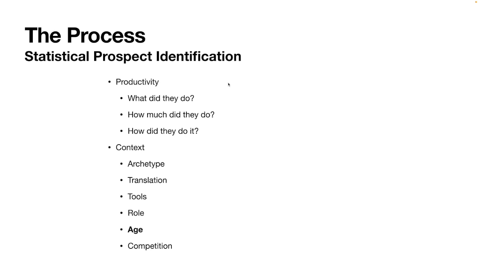And so that gets into this part down here, which is the context. I start from a place of looking at productivity, but then I take into account the context, and I really discount for a bunch of things. This is my mental model. So I think about, what is the archetype? Are they a 3-and-D wing? Oh, that's nice, right?